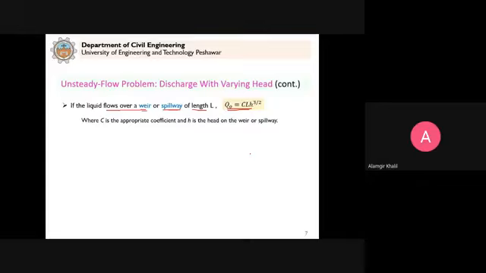Now here we are not discussing the notches, etc., that you studied, triangular notch, rectangular notch, trapezoidal notch, and you have specific formulas for that. No. We are discussing in general terms. If we have a weir, we can write down the discharge equation for outflow over the weir. That can be C L H^(3/2). L is the length of the weir, H is the head of water over the weir or spillway, and C is the appropriate coefficient to calculate the actual discharge.